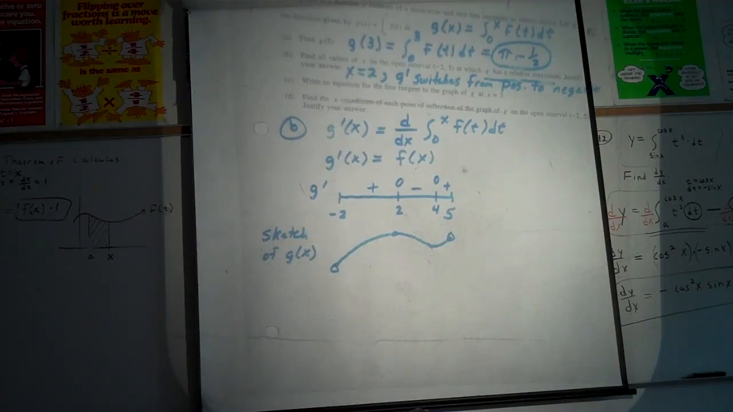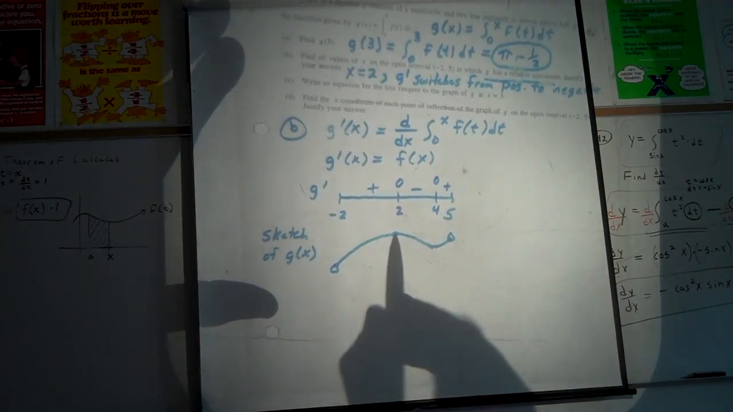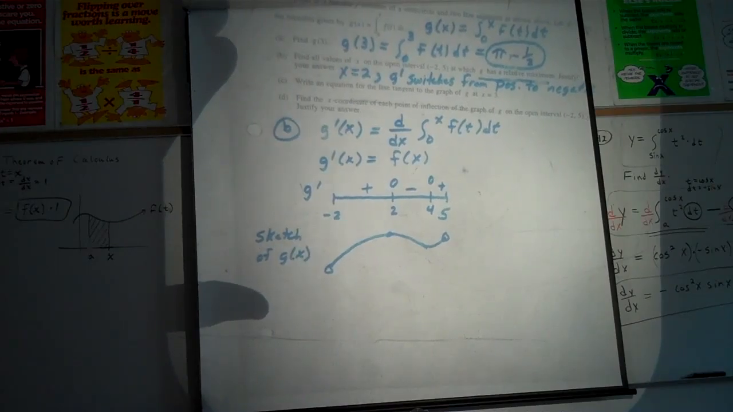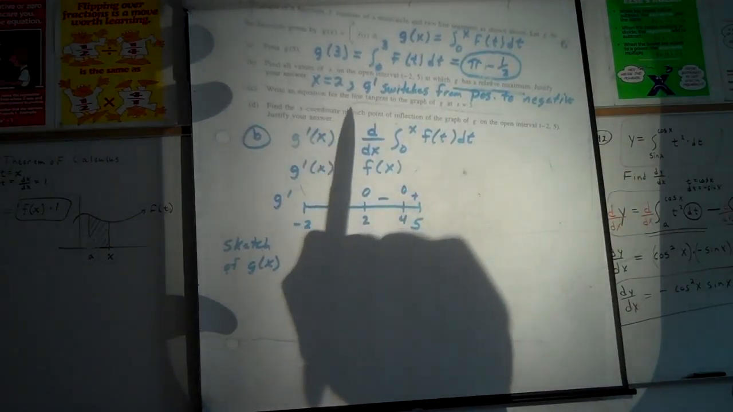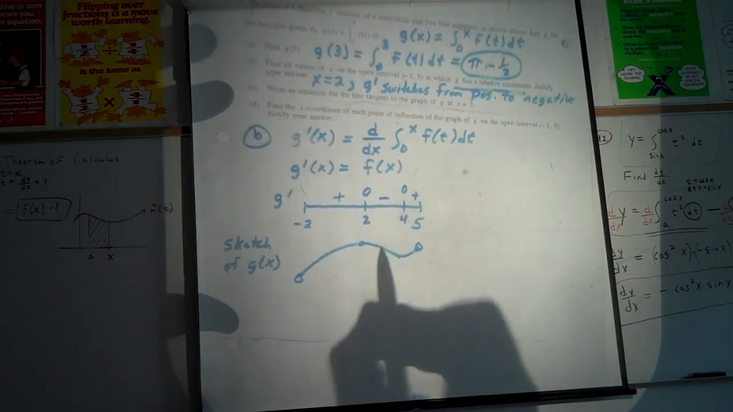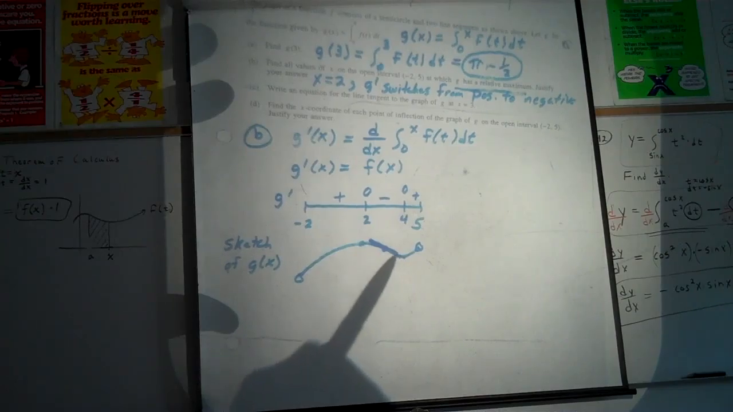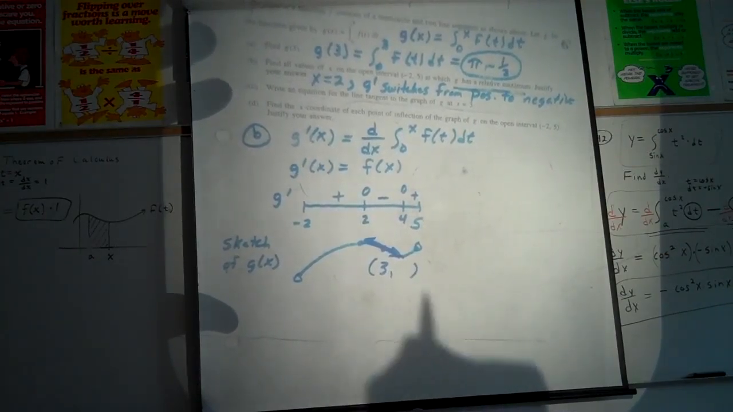If g prime switches from positive to negative, that means g goes from increasing to decreasing, and there has to be a maximum at x equal 2. Any questions about that one? Okay, part C. Write an equation for the line tangent to the graph of g at 3. Okay, well here's 3 about right in here. I got to write an equation of a tangent line at the point 3 something right there.